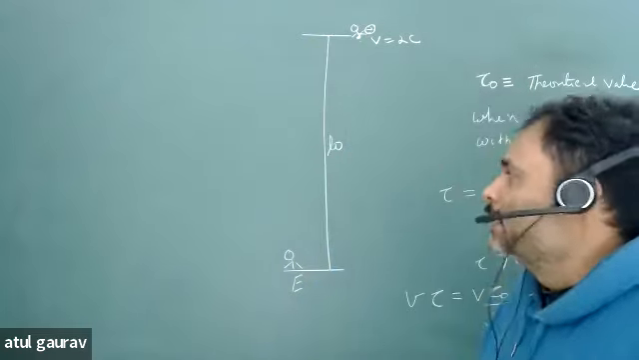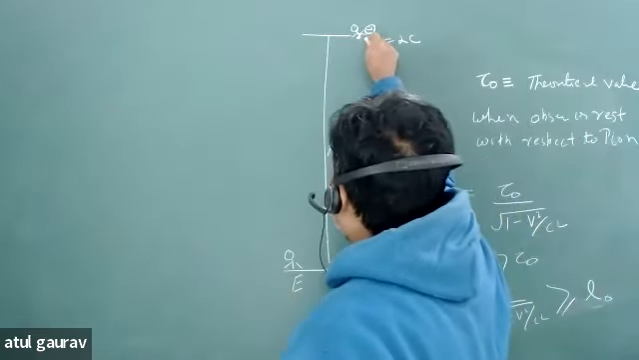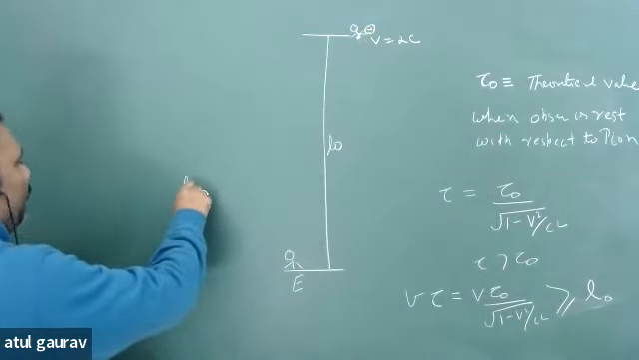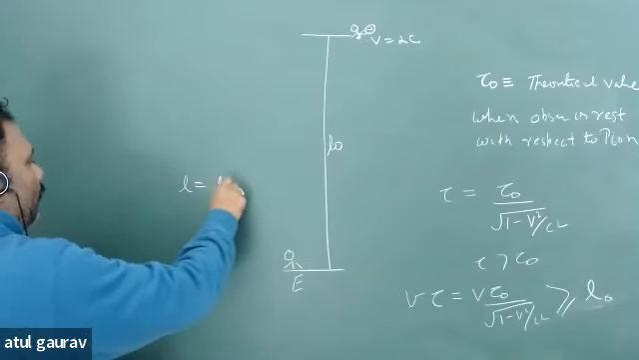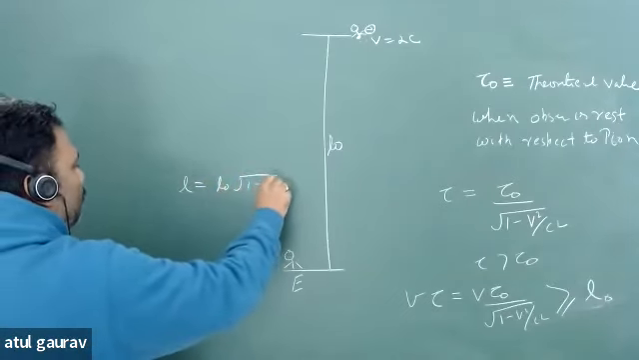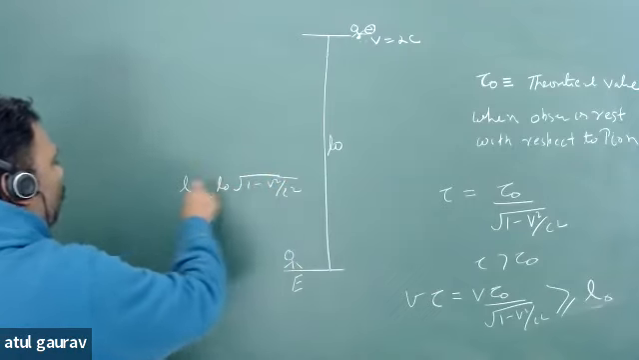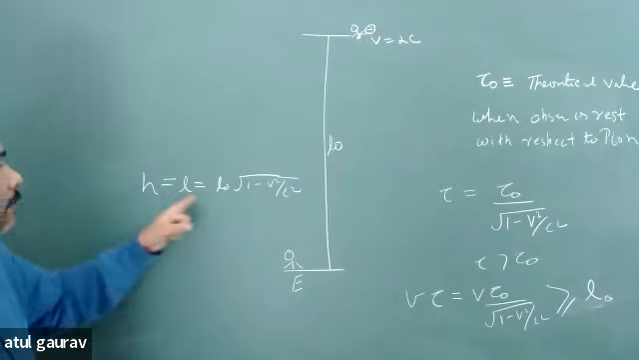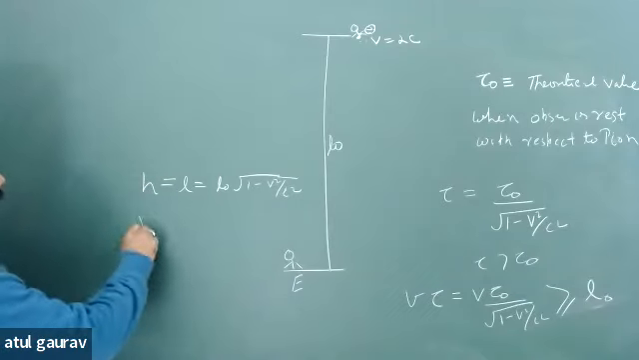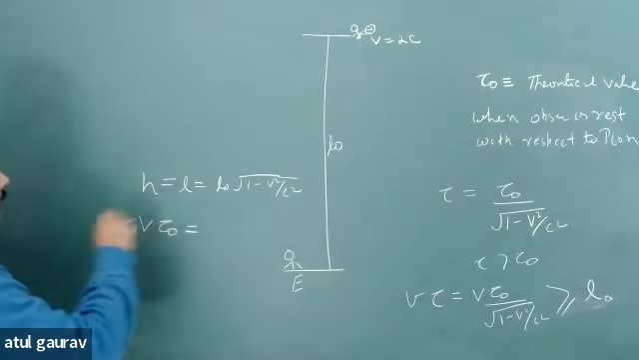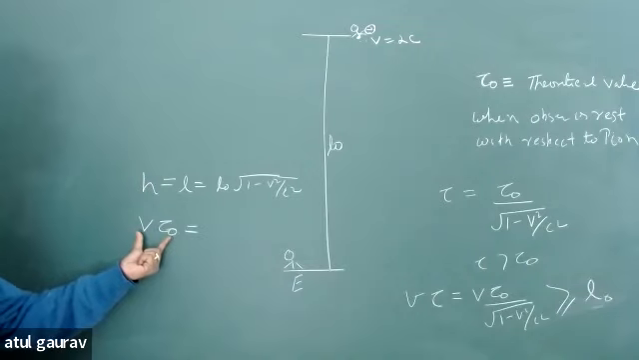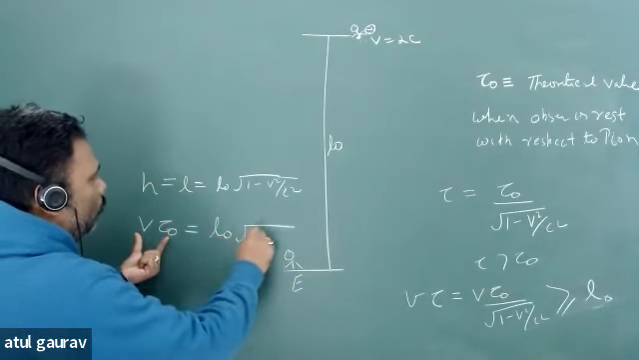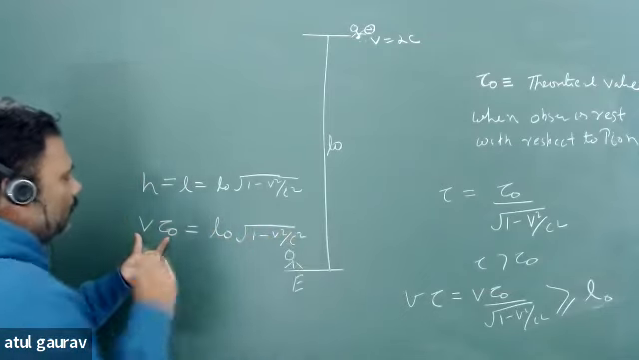Length contraction. Then this person, the person who is sitting on the pion, will see a new L, and this L is L naught root under 1 minus V square upon C square, and that is your H. The H you calculated earlier is the same thing, and this H is nothing but V into tau naught. Are you getting my point? V into tau naught is your L naught root 1 minus V square upon C square.